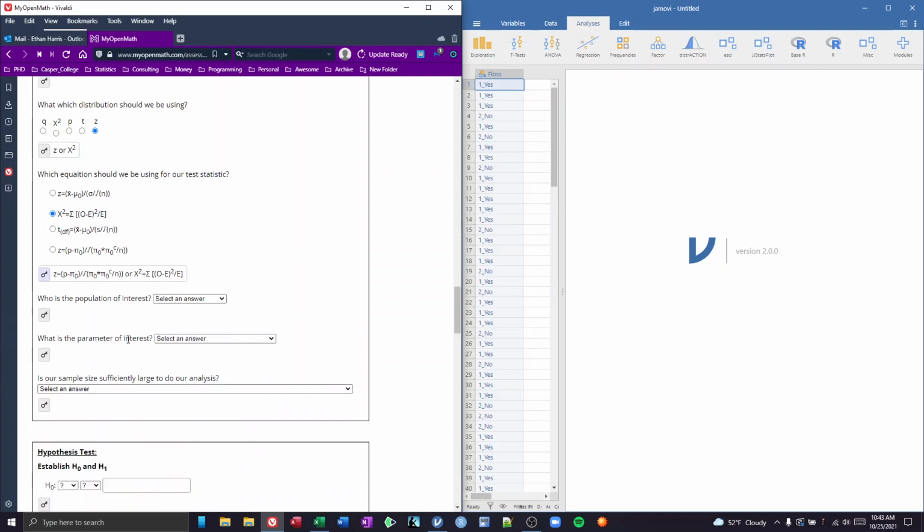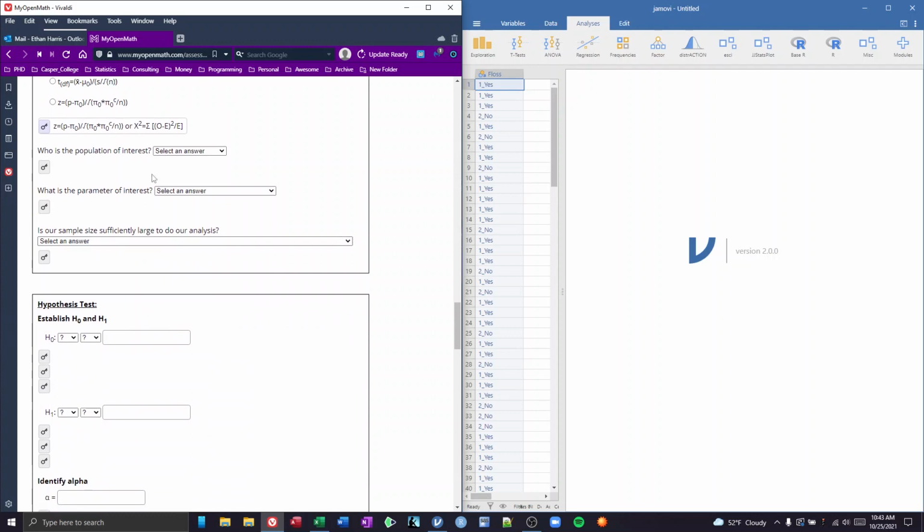Okay, so next, what is the population of interest? So here we're actually trying to talk about everyone in Casper. Trying to say it's a proportion of people in Casper who actually floss. So the parameter of interest is the true proportion who floss nightly. Okay, and then is our sample size sufficiently large to do our analysis?